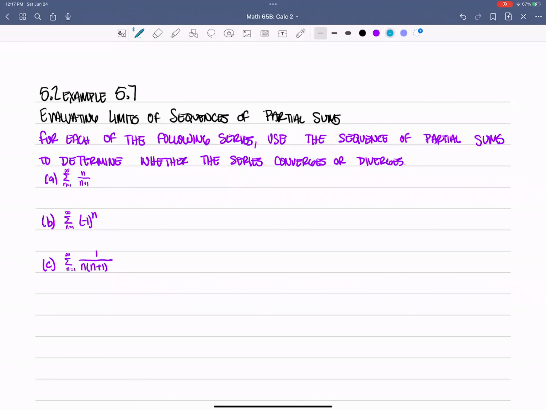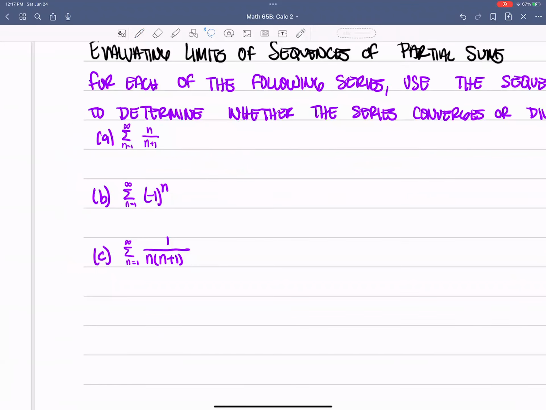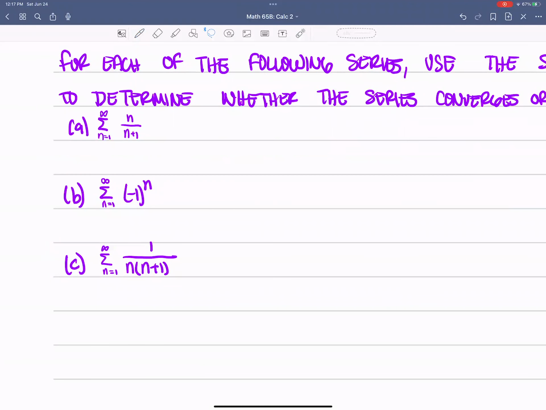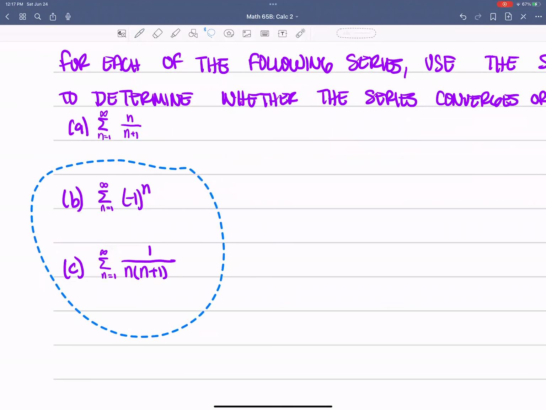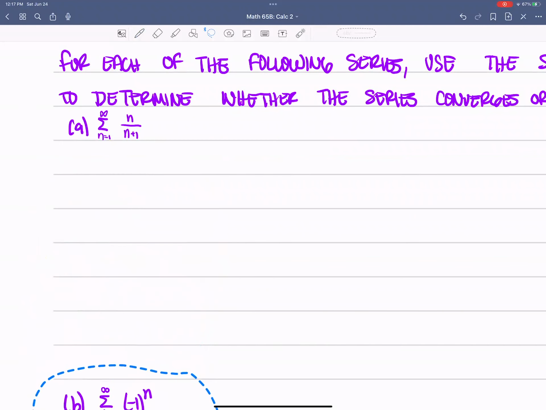Section 5.2, example 7, evaluating limits of sequences of partial sums. For each of the series, use a sequence of partial sums to determine whether the series converges or diverges. Determining partial sums, we're just looking at a finite sum to help us come up with a little rule that we could look at.